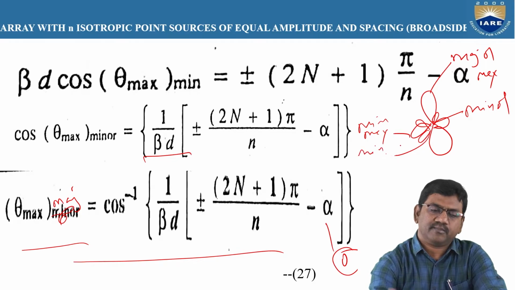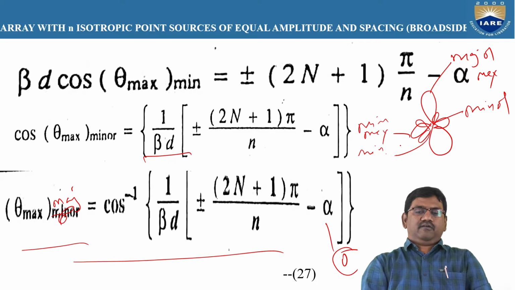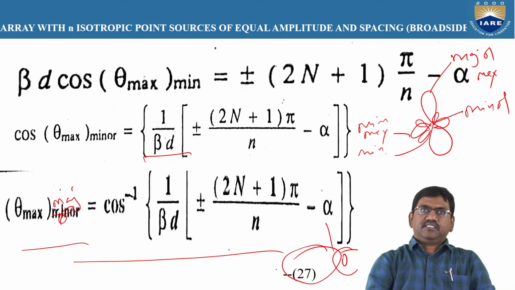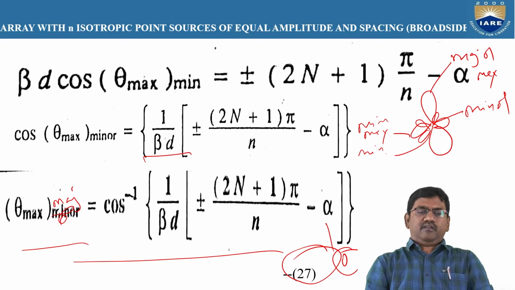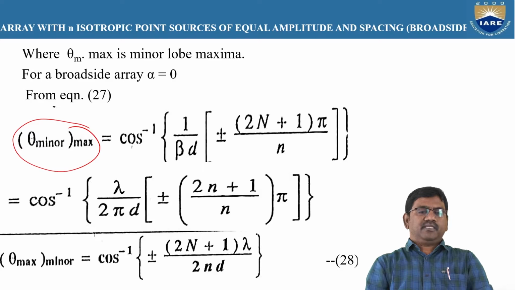So this equation 27 represents the major lobe maxima. If alpha is equal to 0, we will get the minor lobe maxima. So to identify the minor lobe maxima, substitute alpha is equal to 0. By substituting alpha is equal to 0, you will get cos inverse of 1 by beta d into plus or minus (2n plus 1) by n into pi. This is equal to cos inverse of lambda by 2 pi d into plus or minus (2n plus 1) by n into pi.